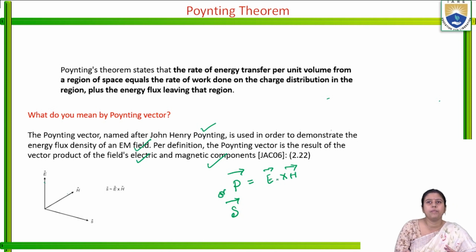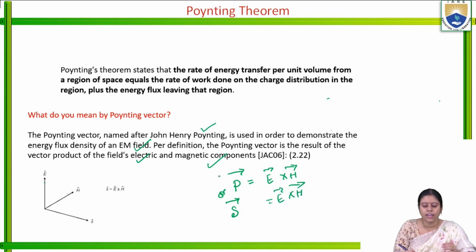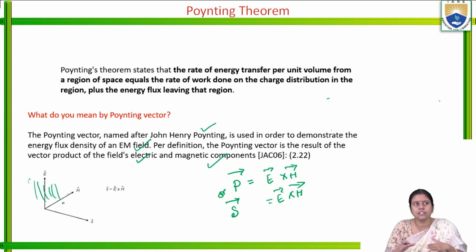Sometimes it is written by P, but as P defines the polarization, sometimes it is written by S. So P is equal to E cross H, or we can write S is equal to E cross H. What is the direction of P? It is always perpendicular to the EH plane. If E cross H makes a plane, S is always perpendicular to the EH plane.